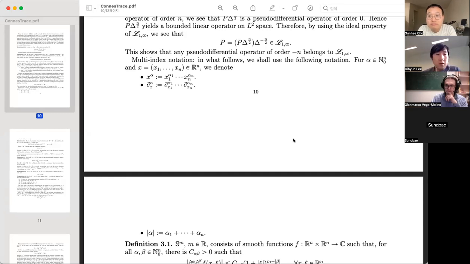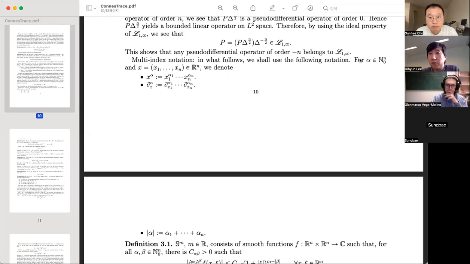Okay, so in order to explain the plan for getting the Cahn-Trace theorem in the Heisenberg group setting more efficiently, let me quickly brush up the theory of the pseudo differential calculus in the Euclidean space setting. To this end, let me fix some notations.